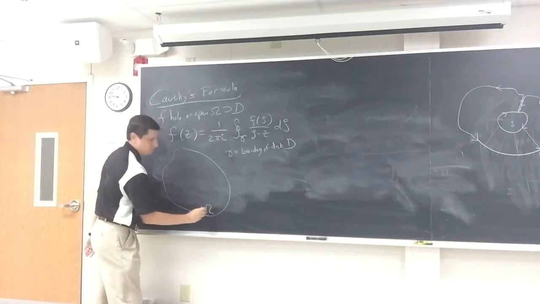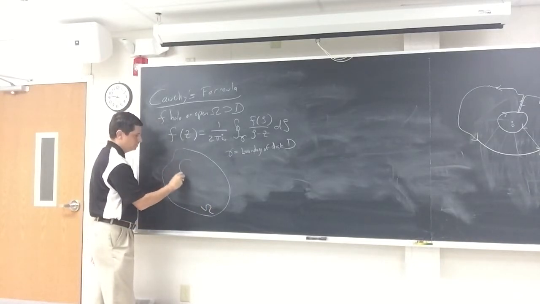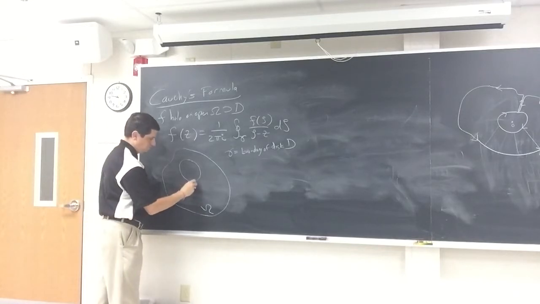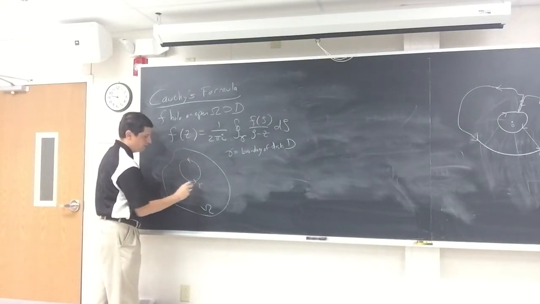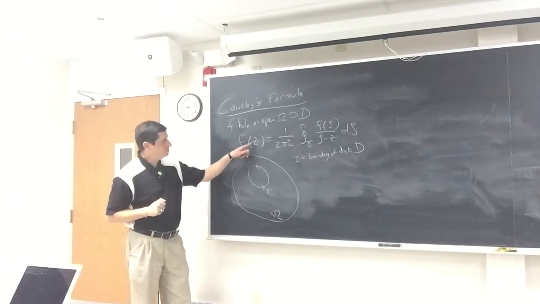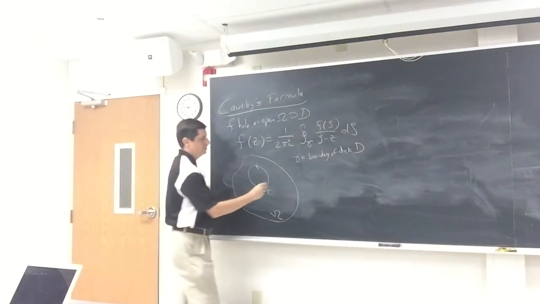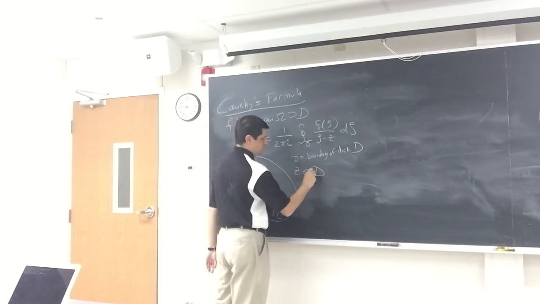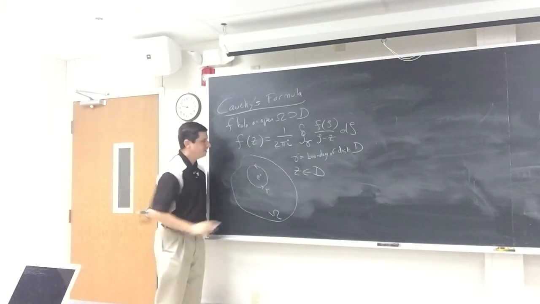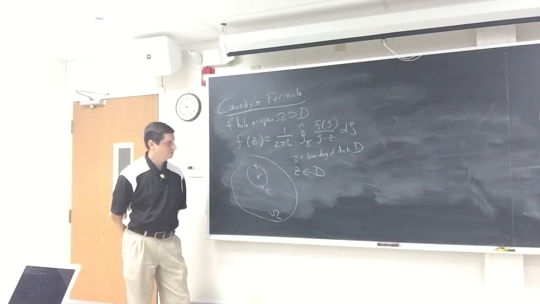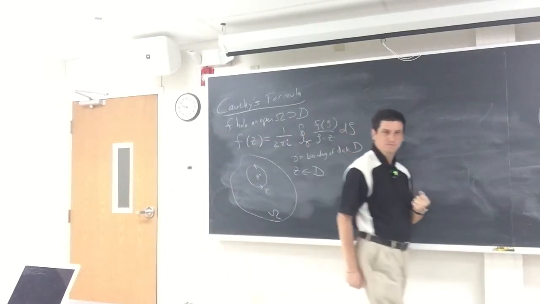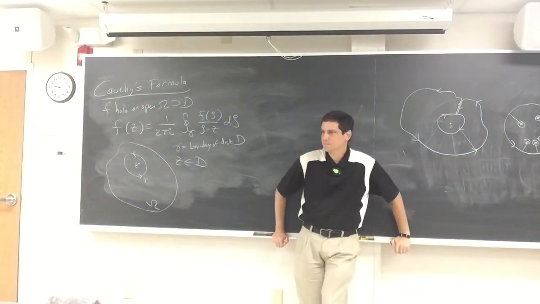Here's some big set omega. Here's a disk inside omega. Here's a closed curve, gamma, the boundary of the disk. If I wanted to find z, so we'll have here z is inside the disk. If I want to figure out what is the value of my function at z, what information do I need to know?